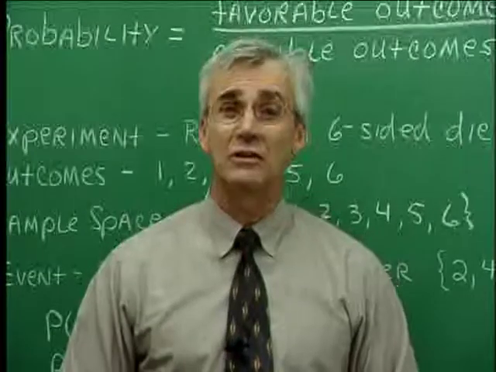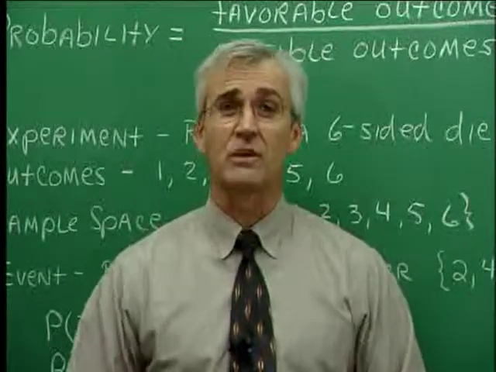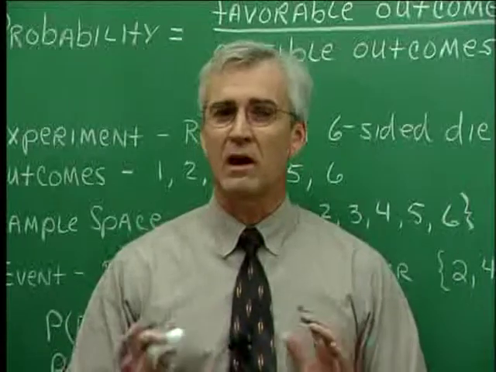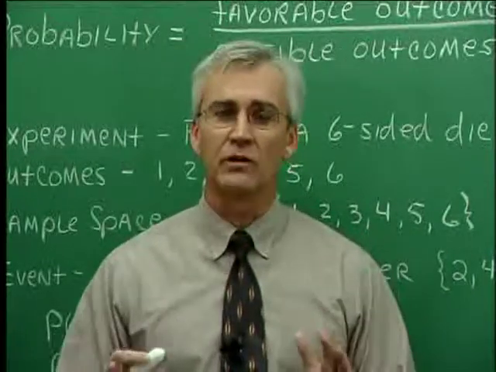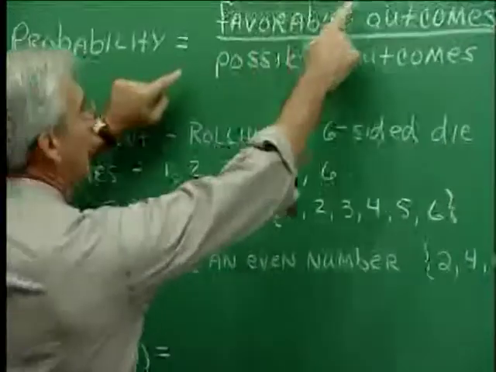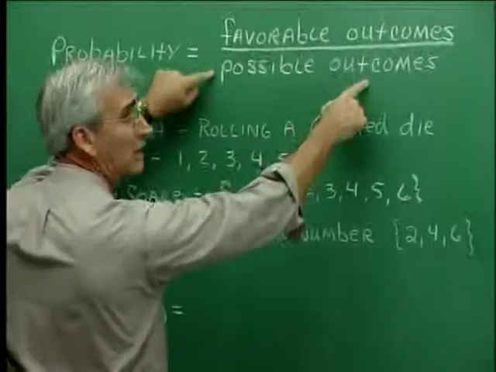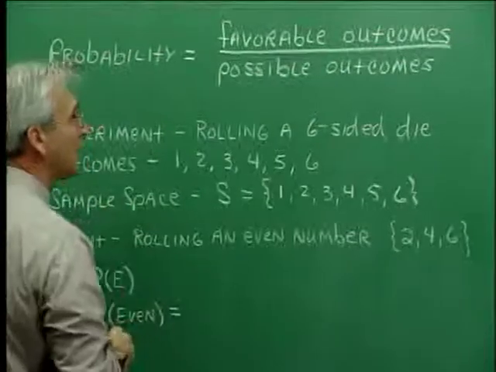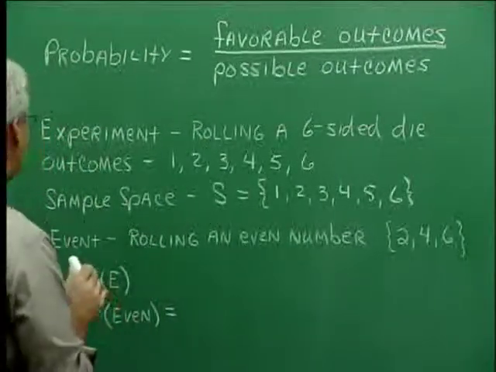Probability is a measure of the likelihood of the occurrence of some event. And we measure that probability and assign a number to it just by using a rather simple fraction. It's the fraction of favorable outcomes over possible outcomes involved in some kind of situation. Let's talk about a little vocabulary here.